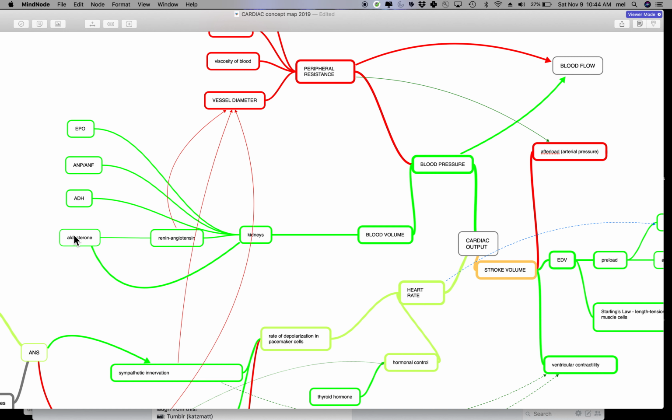Aldosterone would do the same through this mechanism, which is called the renin-angiotensin aldosterone system. And that will make you retain sodium, therefore retain water, increase your blood pressure. Renin-angiotensin also will cause vasoconstriction. And then EPO, which is erythropoietin, that causes you to increase blood volume by increasing red blood cell synthesis. And then last but not least, ANP or ANF. This one actually causes the kidneys to lose water, and that will decrease your blood volume and decrease your blood pressure.